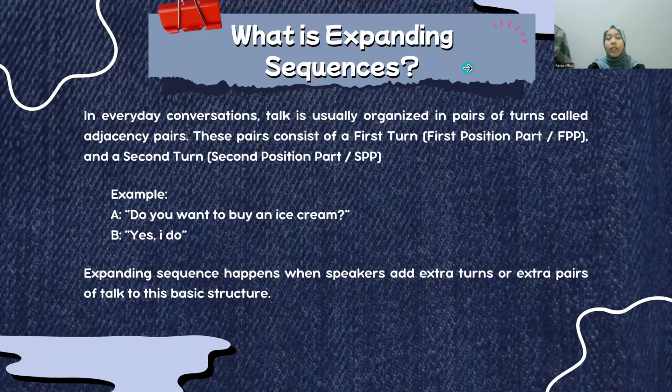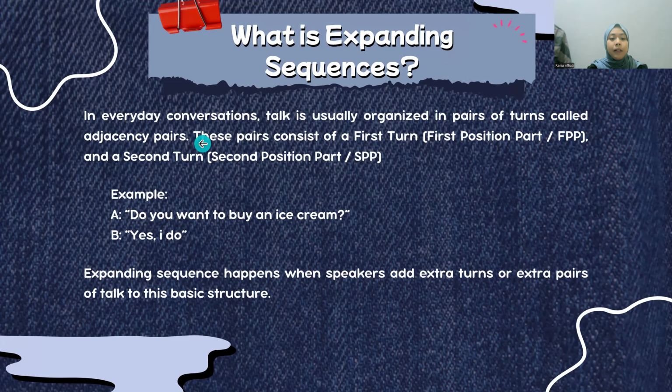Before we talk about what types of expanding sequences there are and why they're needed in conversations, we need to know what exactly expanding sequences are. In everyday conversations, talk is usually organized in pairs of turns, called adjacency pairs. These pairs consist of a first turn, or FPP, and a second turn, or SPP. So when we're having a conversation, we actually have FPP and SPP, right?